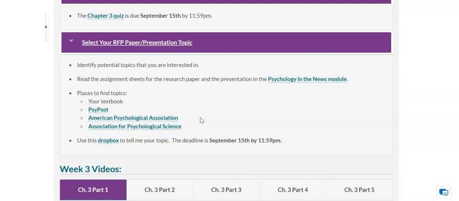Some other places where you can find topics of interest are at the websites for the 2 largest national organizations in psychological science, and that is the American Psychological Association and the Association for Psychological Science. Both websites feature a section for topics, and you can just do some exploration and pick a topic of interest to you. Now, the only limitation is your topics should be topics that are also covered in your textbook.